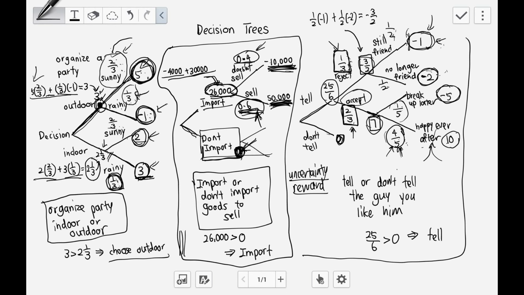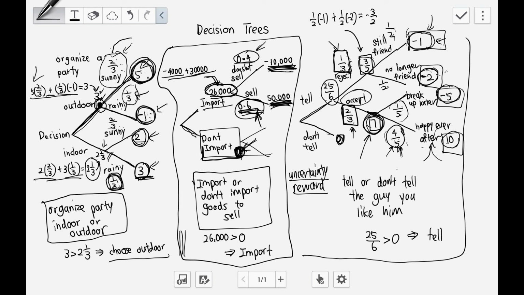We base on what we have finally in each scenario. We assign the utility first, and then we work backwards. So what is the utility here? The utility here is obtained by taking 4/5 multiplied by 10 plus 1/5 multiplied by -5.